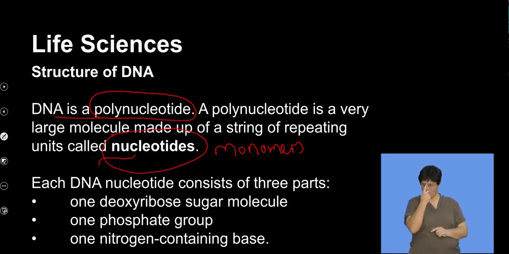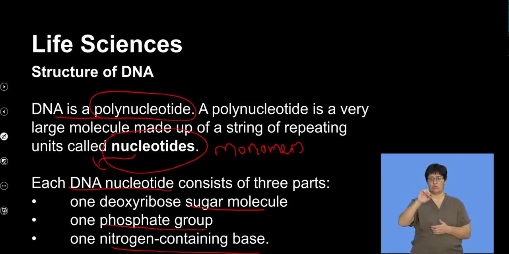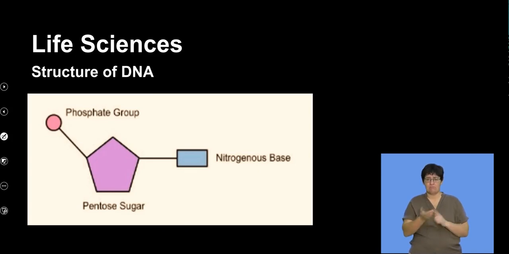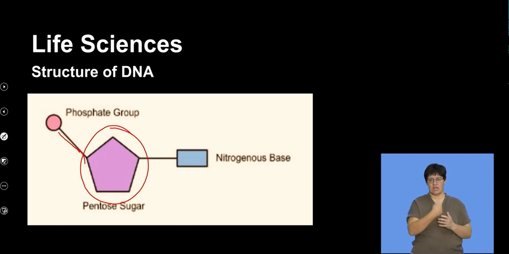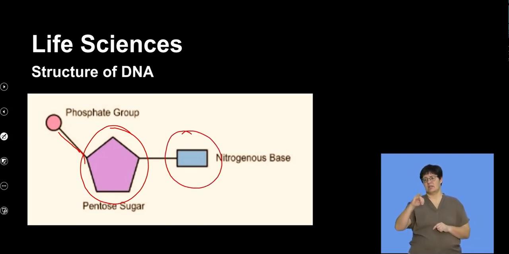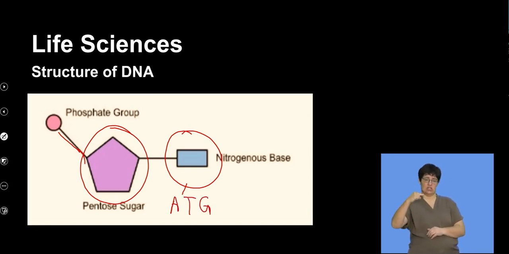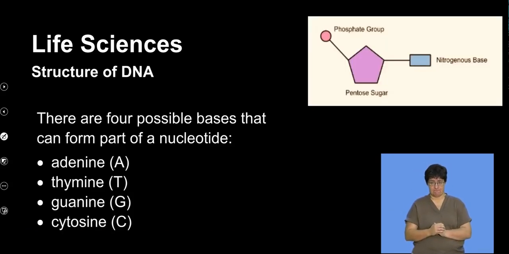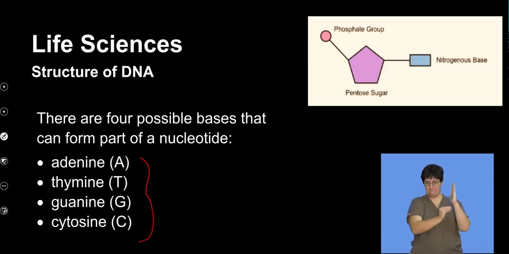It's important that we unpack that the structure of each monomer or each nucleotide consists of three parts: a sugar molecule, a phosphate group, and a nitrogen-containing base. And now I've illustrated that here. So we see a phosphate molecule attached to the sugar. We see a nitrogenous base here, and we know that these are made up of adenine, thymine, guanine, and cytosine. As a recap, we know that there are four different types of possible bases that are present on a nucleotide.